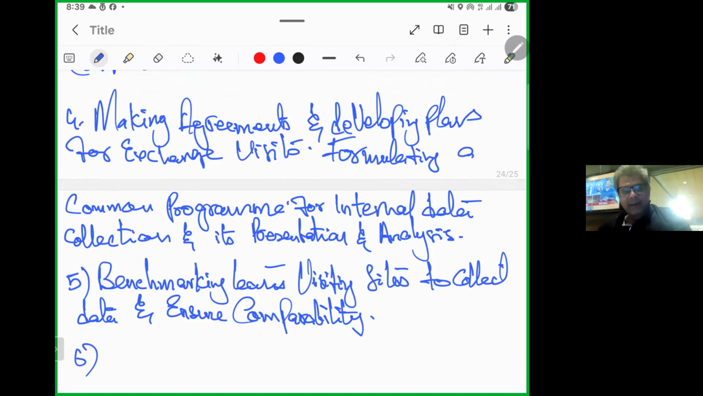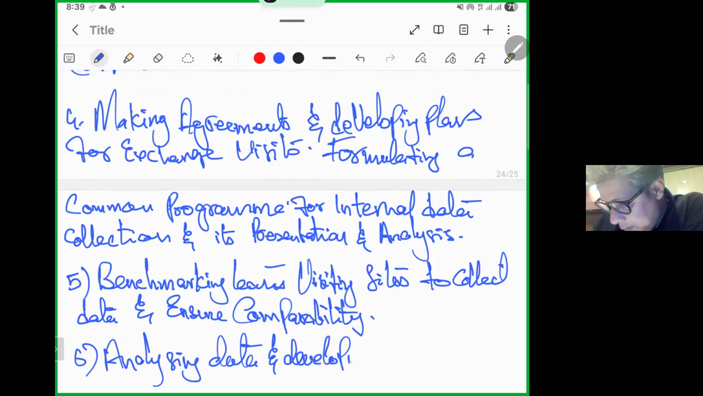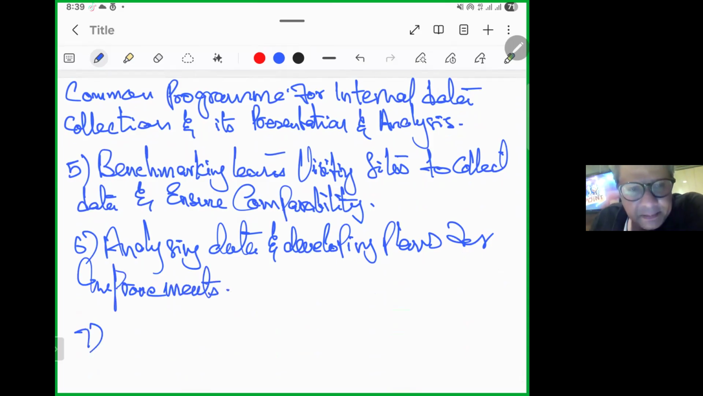Analyzing data and developing plans for improvements. That's our sixth stage. And finally, implementation and monitoring.